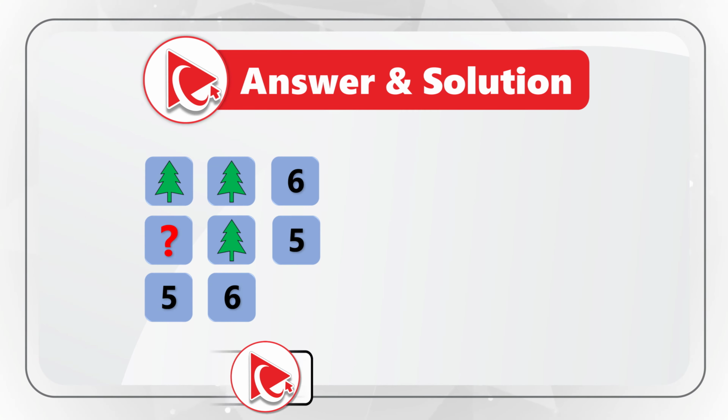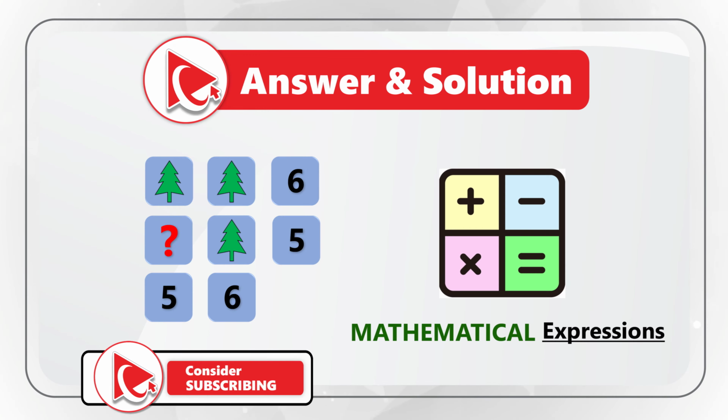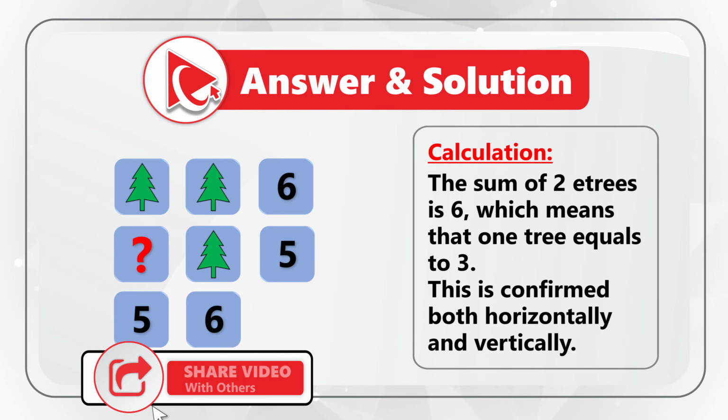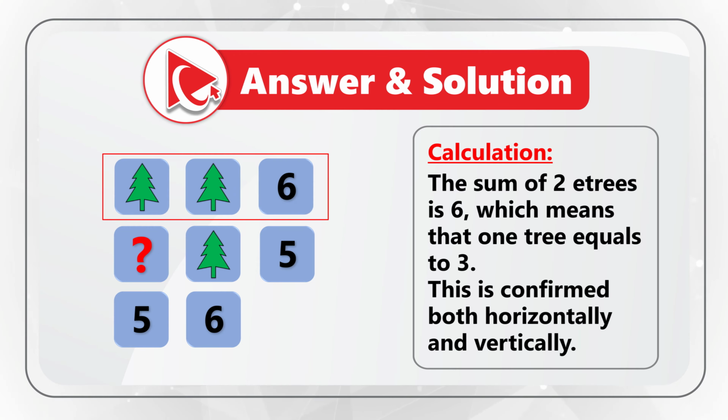As you might have guessed, what we see on the picture are mathematical expressions. For example, the sum of 2 evergreen trees is tree, which is represented by the top row. The same is true for the middle column. Sum of 2 evergreen trees equals to 6, which means that 1 evergreen tree equals to 3.